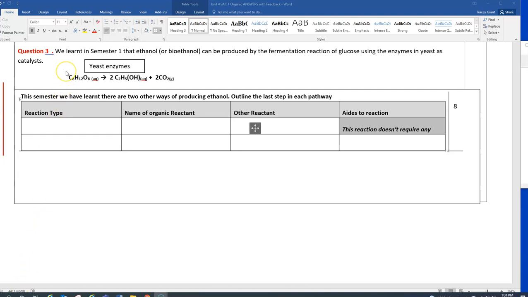Okay, this is question 3 in your SAC, and it was quite poorly done, so I'm going to do a video of it. We learnt in semester 1 that ethanol, or bioethanol, is relevant to unit 3 as well as what we're doing at the moment, because we're studying sugars.